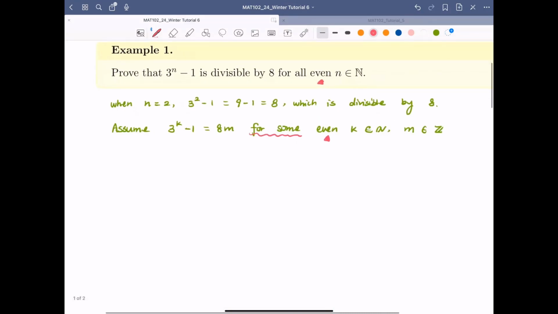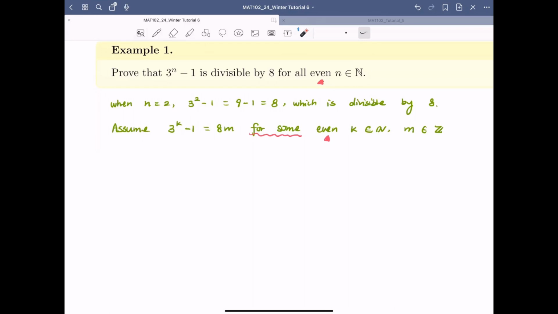Now my question is, what do I need to prove? Do I prove P of k plus 1 or something else? Anyone? Yes. You need to put k plus 2. Why? Because it's only for even numbers. That's correct. So that's the main difference here. Since k is an even number, k plus 1 will be odd, which is not what we need to show. We need to prove the next even number, which in this case will be k plus 2.